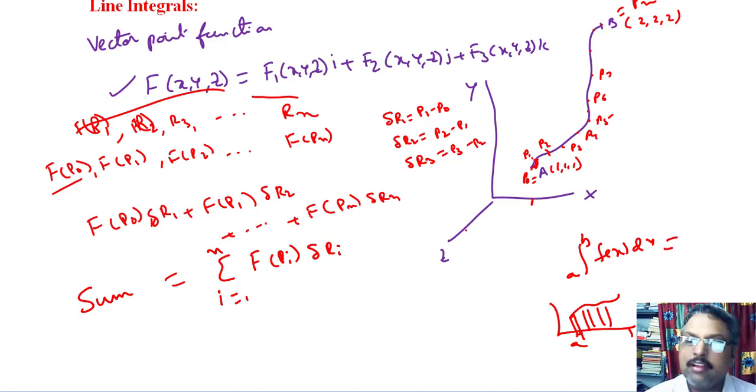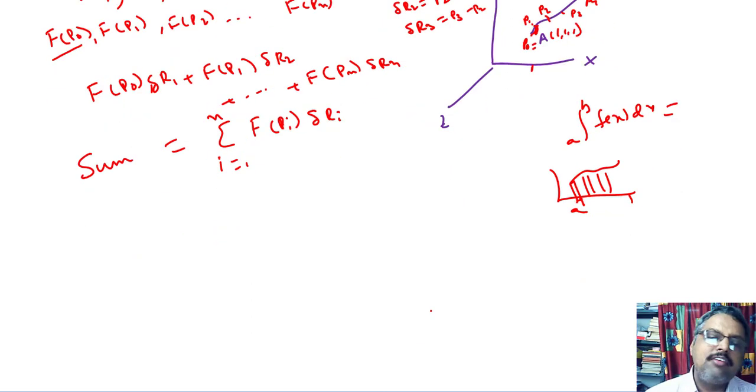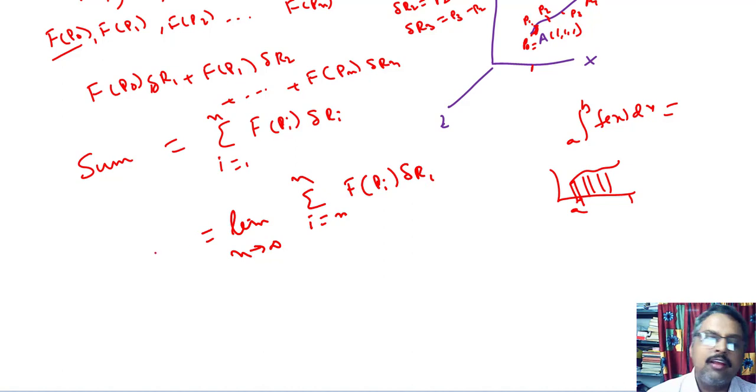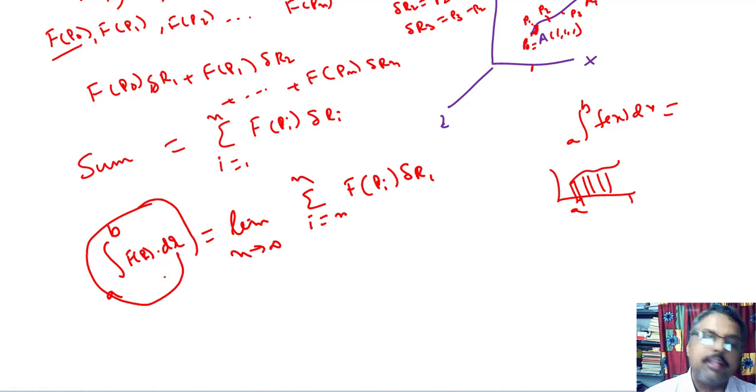In the similar way, if n is infinity, that is, the number of points is not finite but infinite, then this summation of f of Pi dot delta Ri is called an integral. It is the integral from A to B of f of r dot dr. This integral is called line integration. Okay, this is called line integration. I will explain it in detail.